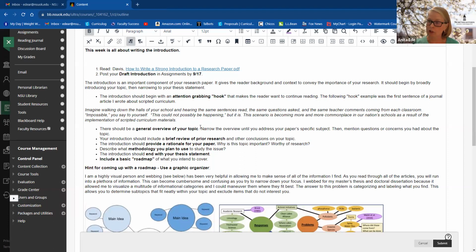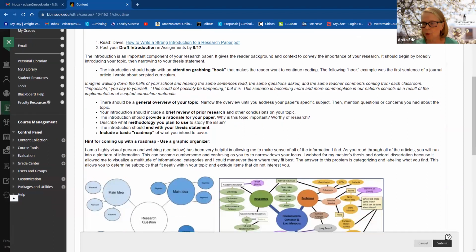Your introduction should end with your thesis statement. At least put it close to the end. And basically, the very last thing that's going to be in your introduction is what I call the quote unquote roadmap. Where are we going next?